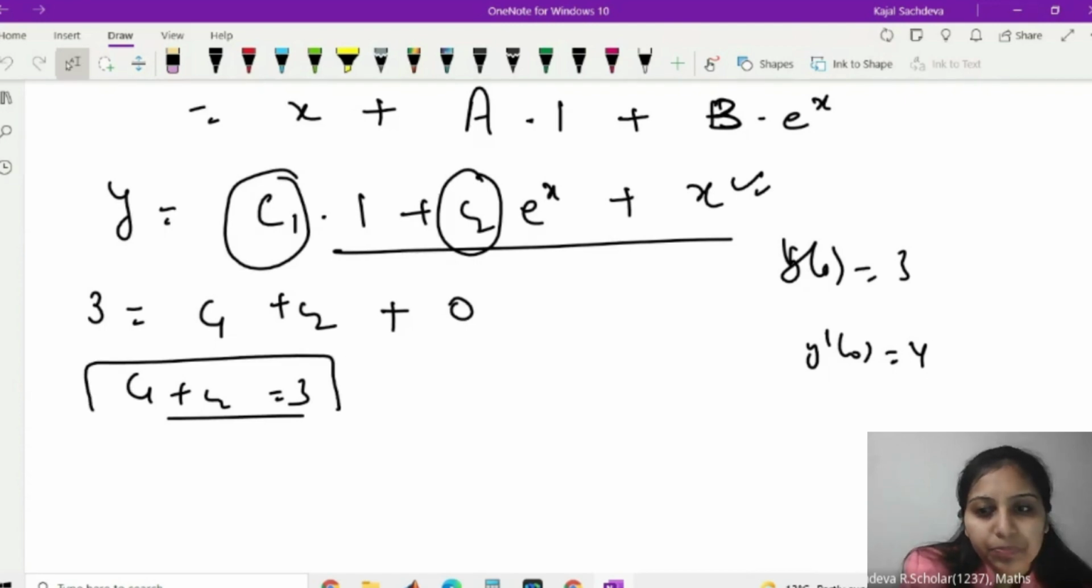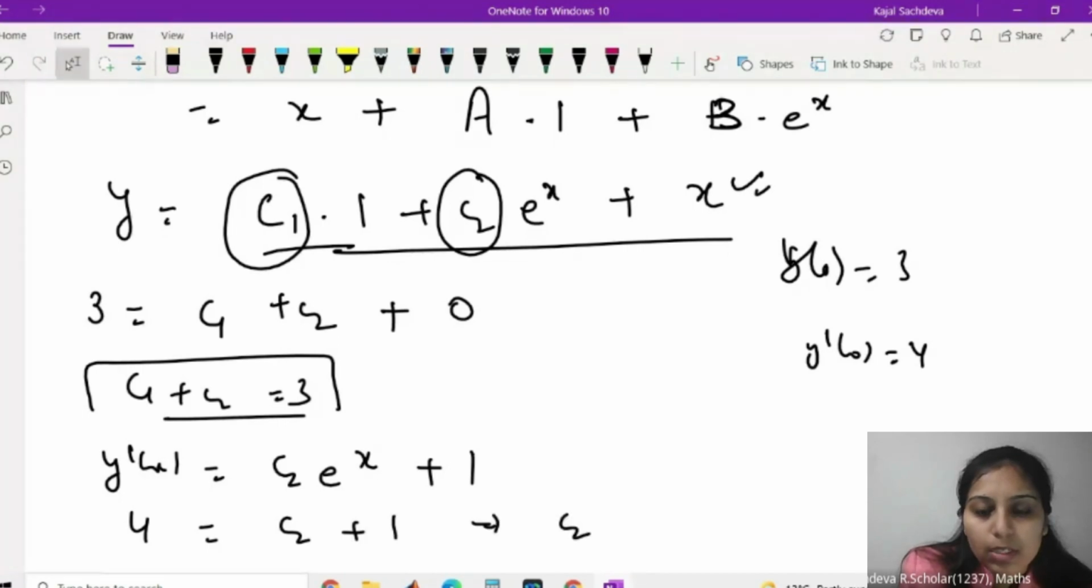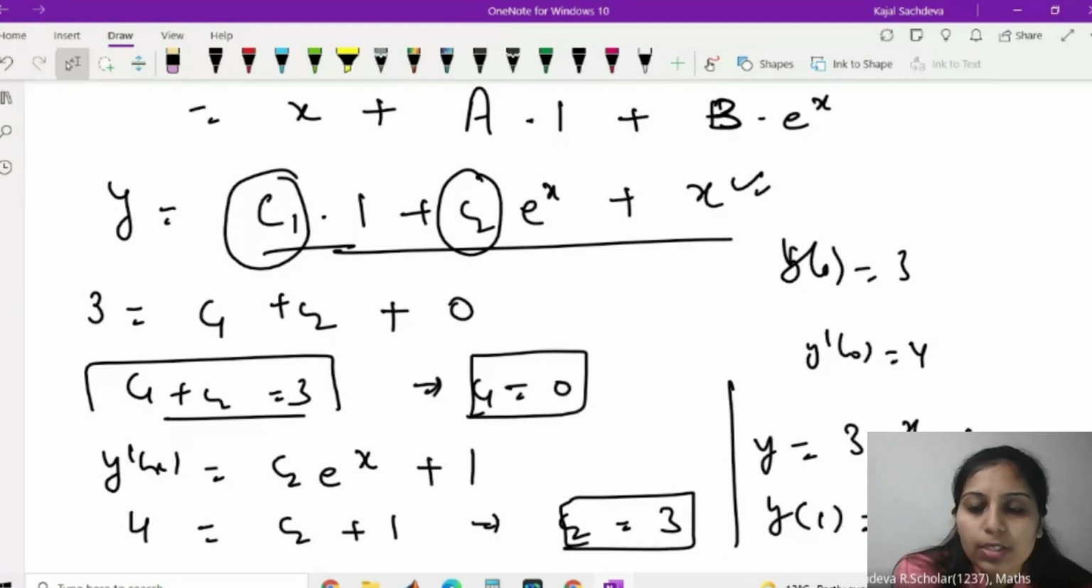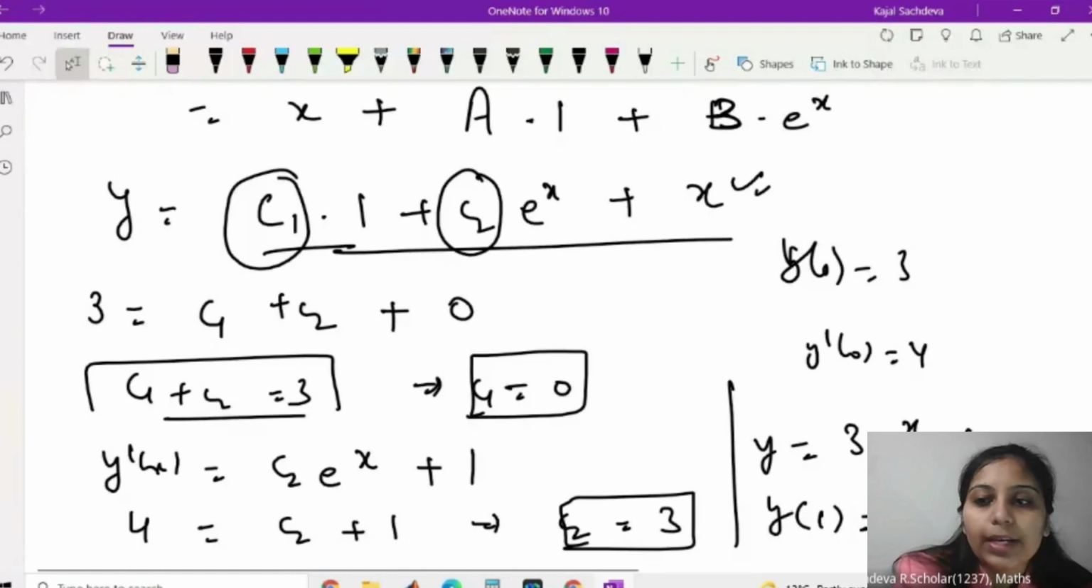And the next one is taking the derivative. So y'(x) equals 0, the constant's derivative is 0, plus C2 e raised to power x plus 1. So we get y'(0) equal to 4, C2 plus 1. So we get C2 as 3, and when C2 is equal to 3, then C1 is equal to 0. So we get the final solution as C1 is 0, C2 is 3, 3e^x plus x. And we are to find the value of y(1), as the question said. So put x equal to 1, we get 3e plus 1. So we have the required answer.